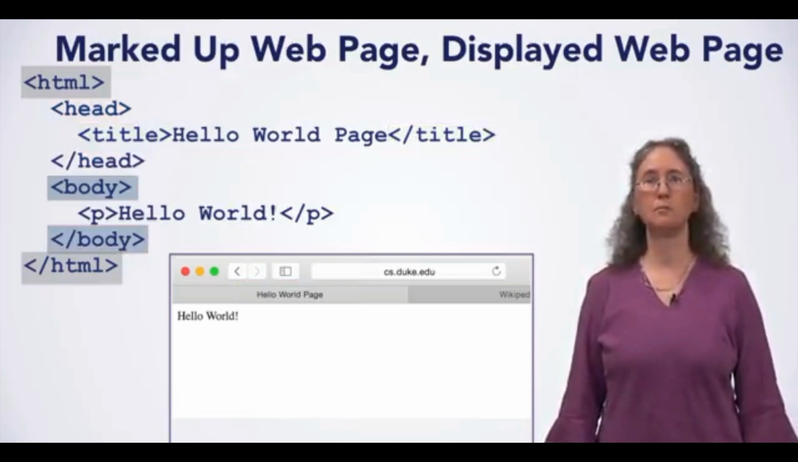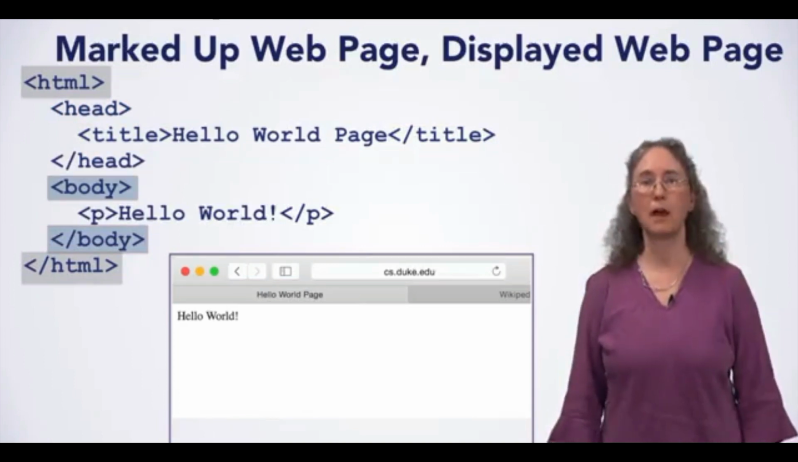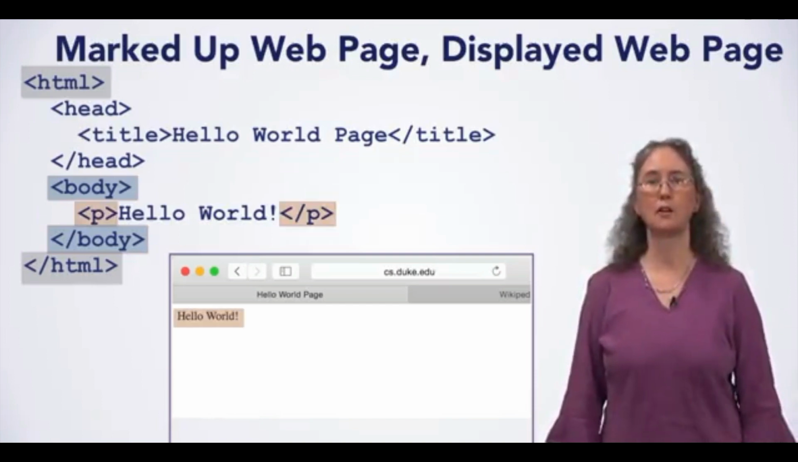Whatever content you put between the start and ending body tags will be displayed as the body of the web page. Finally, we see a short paragraph within the starting and ending p tags, and you can see that content, Hello World, is displayed in the web page. We'll see this HTML often. What's between the body tags is what the user looking at the web page sees.